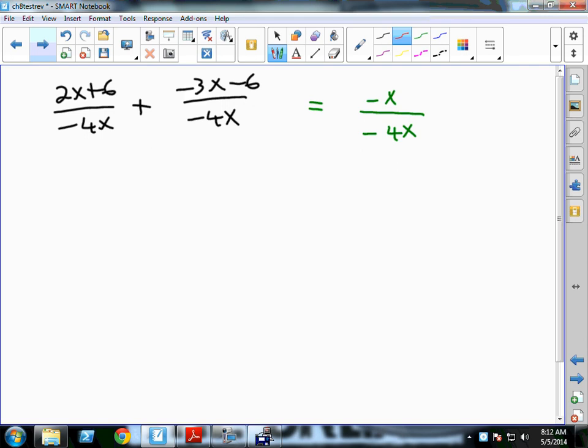So can we reduce anything here? Or cancel anything? The x's cancel each other and the negatives cancel each other. What do we end up with on this one? Just 1/4. The x cancels the x, and the negative cancels the negative. This ends up being positive 1/4, and then that's it.